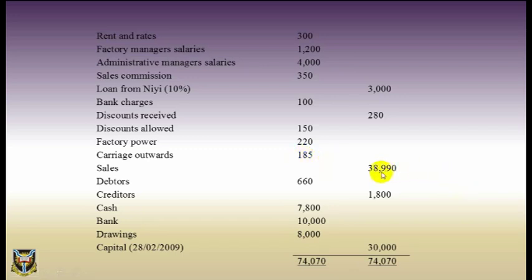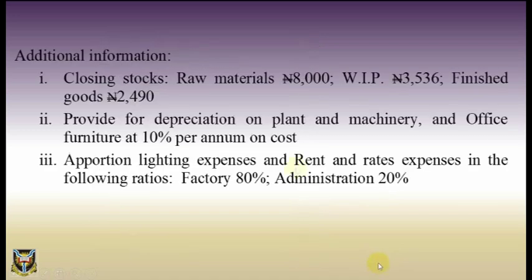Sales 38,990. Debtors 660. Creditors 1,800. Cash 7,800. Bank 10,000. Drawings 8,000. Capital at 28/2/2009 30,000. Total on DR 74,070. Total on CR 74,070. Additional information. 1.